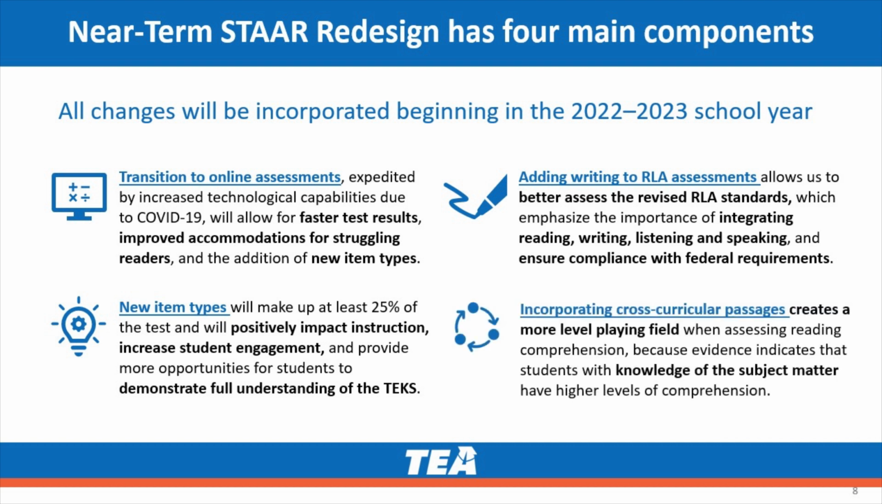Lastly, the near-term STAAR redesign incorporates more cross-curricular passages into RLA assessments. Research has shown that students with knowledge of topics that they can read about can better comprehend what they're reading. By prioritizing passages that cover content taught in other subject areas, for example, social studies and science, the redesign creates a more level playing field when assessing reading comprehension.